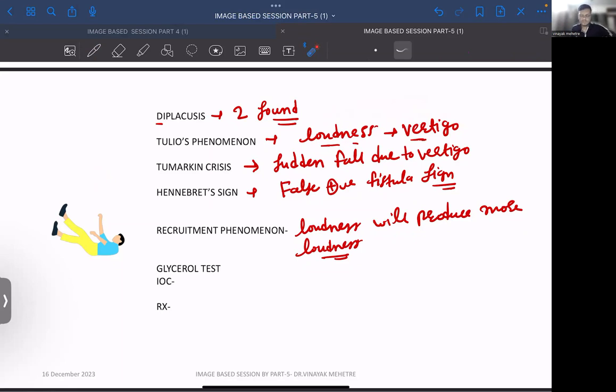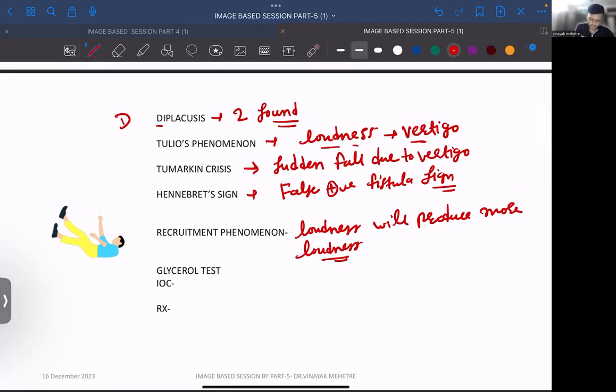Till patient falls. You can use the mnemonic if you want. The mnemonic is direct to home, that is DTH. Recruitment, man. Man stands for Meniere's disease. Diplacusis, Tullio phenomena, Tumarkin sign, Hennebert sign, recruitment phenomena is seen in Meniere's disease.